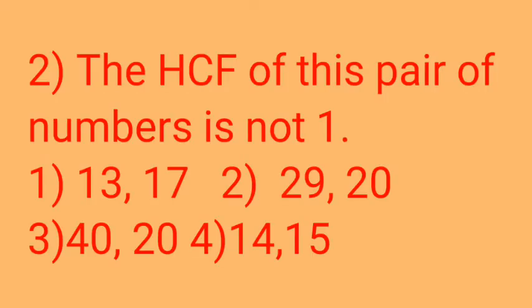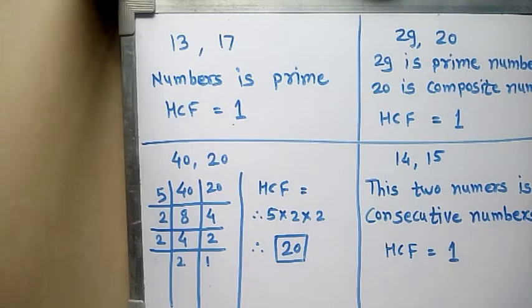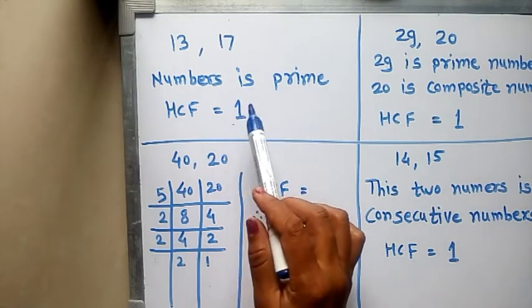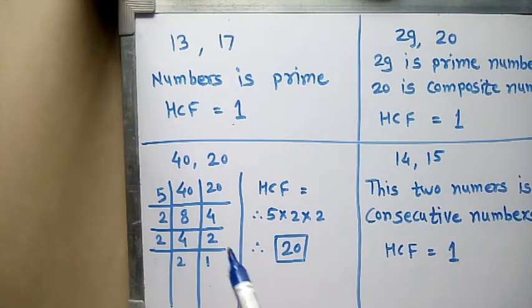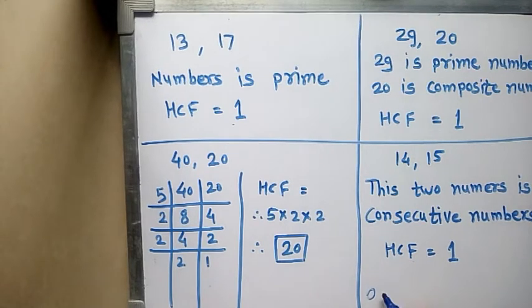First, the HCF of 120 and 150 is: options are 30, 45, 20 and 120. Second, the HCF of this pair of numbers is not 1. First option is 13, 17: these two numbers are prime numbers. Second option is 29 and 20: 29 is a prime number, and 40 and 20, two numbers are composite. Their HCF is 20. 14 and 15, these two numbers are consecutive numbers. Their HCF is 1. So option number 3 is the answer.